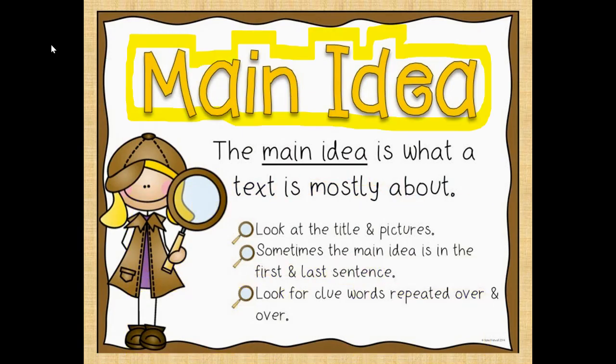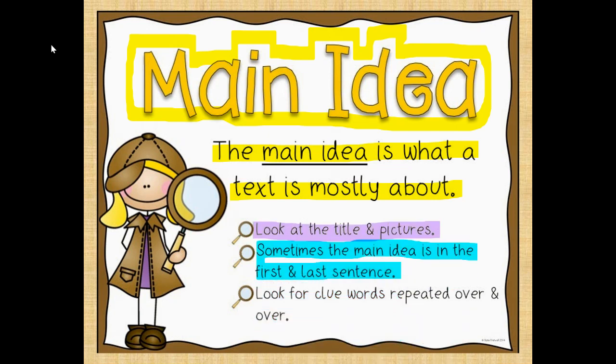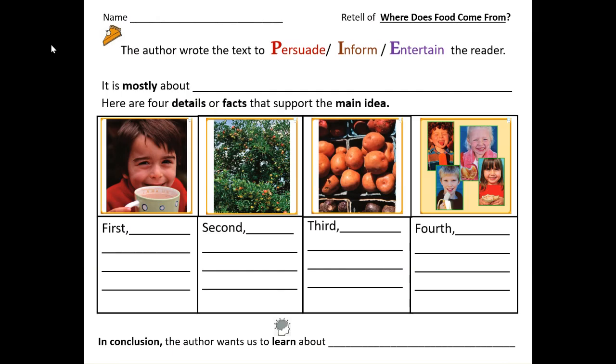Main idea. What is the main idea? The main idea is what a text is mostly about. You can look at the title and pictures. Sometimes the main idea is in the first and last sentence, and you can look for clue words repeated over and over. So let's review Where Does Food Come From using this retell sentence starter graphic organizer.